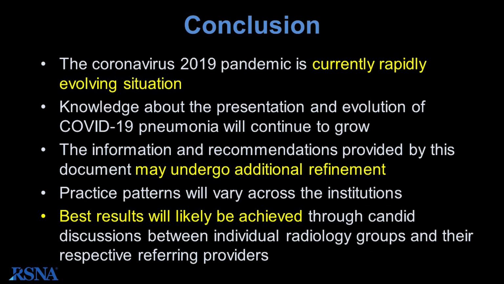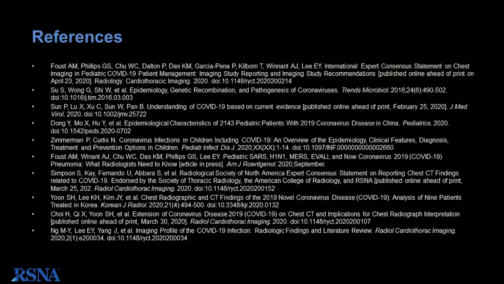In conclusion, the coronavirus 2019 pandemic is a dynamic situation. Knowledge about the presentation and evolution of COVID-19 pneumonia in pediatric patients is going to continue to grow as more cases present. The information and recommendations provided by this document may undergo additional refinements moving forward as we learn more about the patterns of the disease in pediatric patients. Practice patterns may vary across institutions, and best results overall will be achieved through candid discussions between individual radiology groups and their respective referring providers.